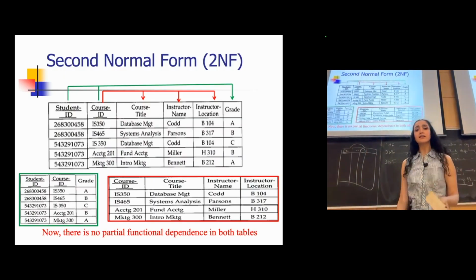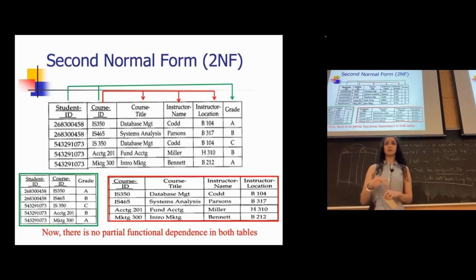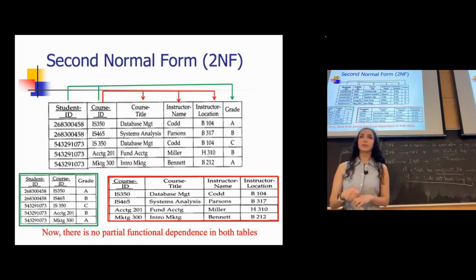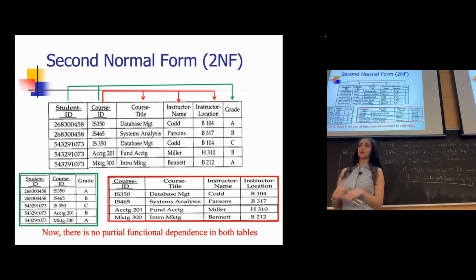And is the table in 3NF? 3NF means no transitive dependency. Transitive dependency means there is a dependency between two non-key columns. Can you find some non-key columns in this table, the red one on the bottom right, that are dependent on each other? Yes? Sorry? Instructor name and instructor location? Yeah. Instructor location depends on instructor name, right? Because each instructor has a specific office, and so instructor name can uniquely identify instructor office.